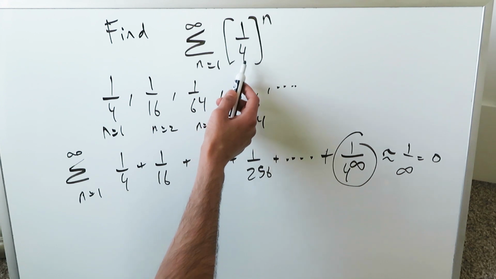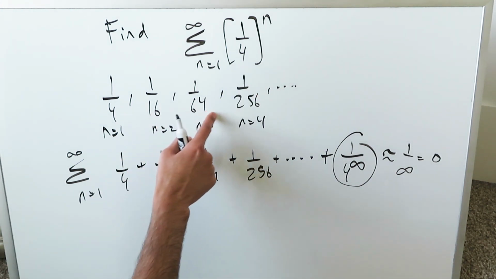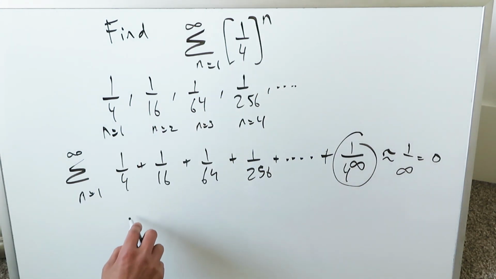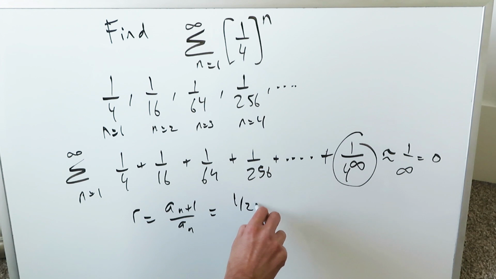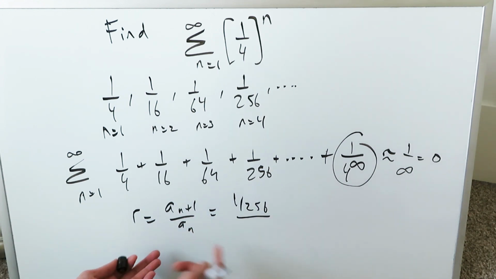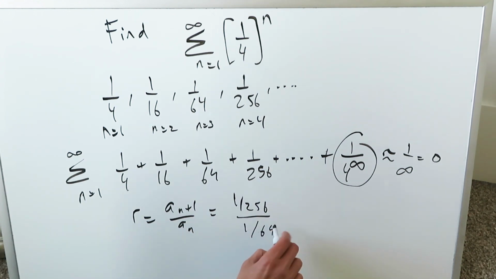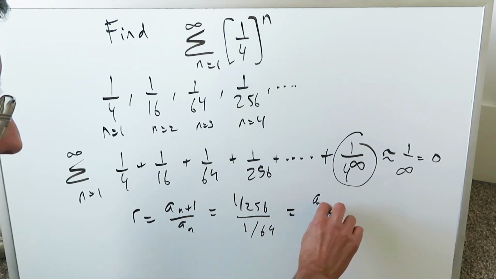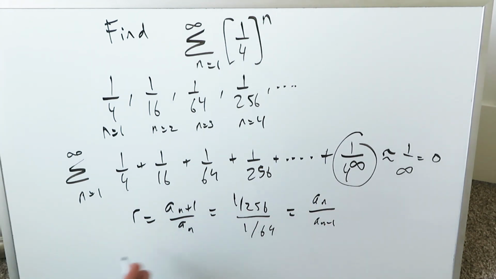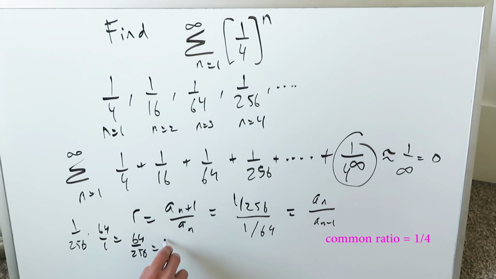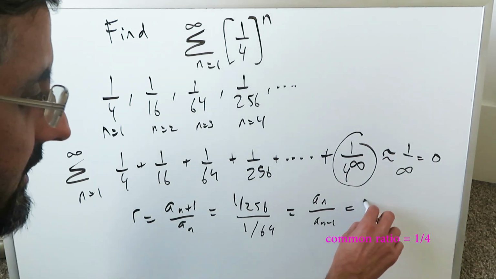How do we know we have a geometric series? Because each of these terms has a common ratio. A common ratio here would be an n plus 1 term divided by an n term. Pick 1 over 256 and divide this by the term before, and that would be 1 over 64. You can also represent this as the nth term divided by the (n minus 1)th term, the term before. Anyhow, you have 1 over 256 times 64 over 1. You'll have 64 over 256, which is equal to 1 over 4. And you know what that means.